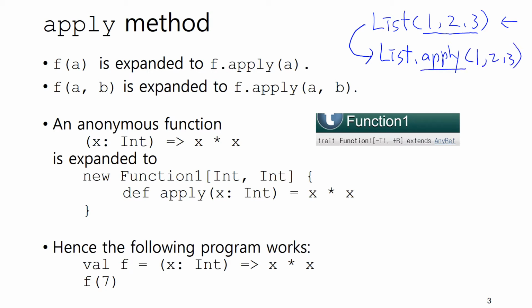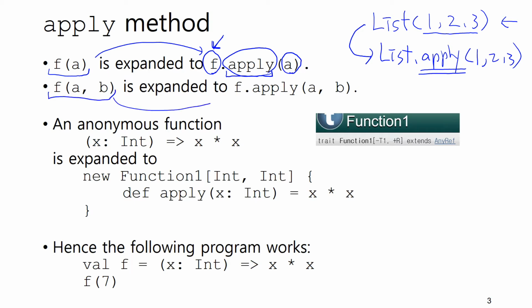So this method apply has a special meaning in the Scala language, which is that every expression of this form is automatically expanded to the first expression calling its method apply with the second expression as an argument. Therefore, the class that this expression f belongs to should define method apply. And similarly, this expression is expanded to expression f calling its method apply with arguments a and b.